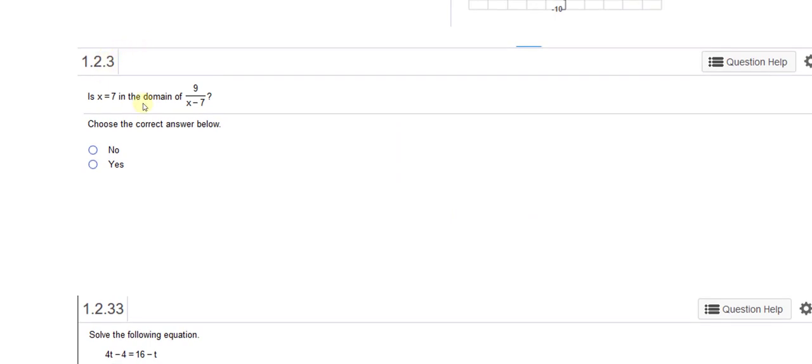The next question they ask you is whether x equals 7 is in the domain of this function. Again, the domain of a function is the values of x that make the function defined. If you plug in x to be 7 into this expression, you get 9 divided by 7 minus 7, which is 9 divided by 0. Dividing by 0 is undefined. Because this value of x makes the function undefined, it should not be in the domain of the function.